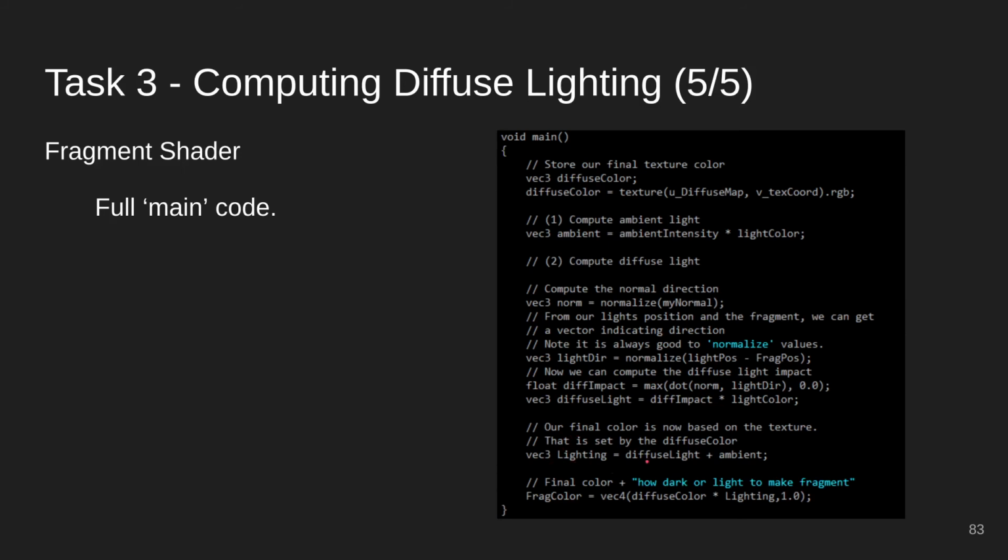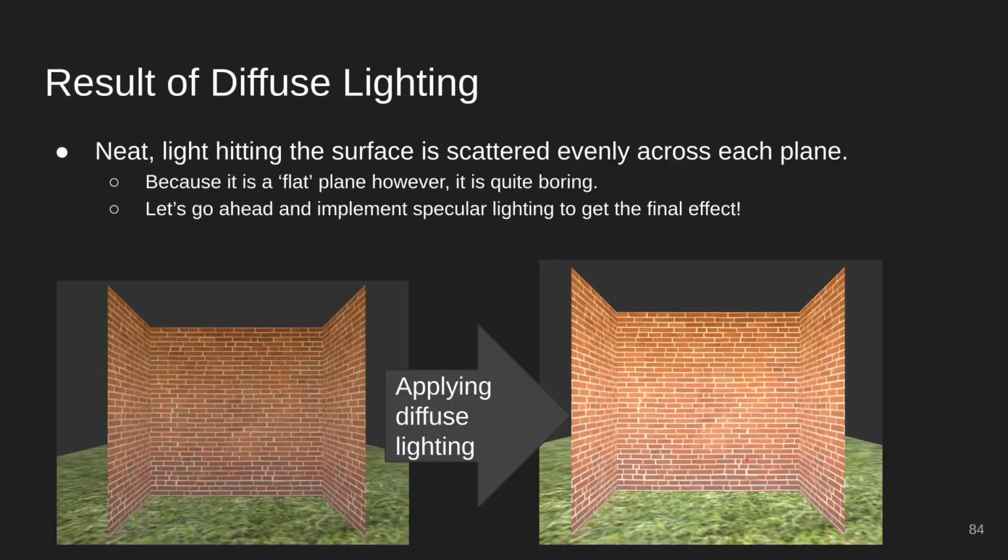We have our lighting equal to diffuse light plus our ambient light. Okay? So then we get something like this. You can see on the right side it's a little bit subtly different, but you can see it on the grass or on the brick wall, especially if you look towards the top. It's a little bit more lit up, if you will.